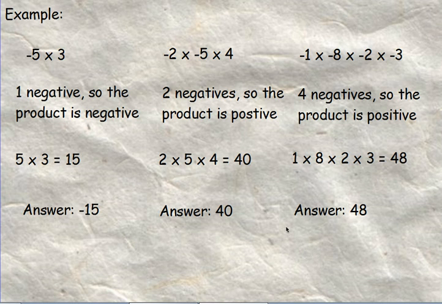Alright, so that's multiplying. All you gotta do is just count the negative signs. If it's odd, then you know the answer is going to be negative. If it's even, then it's going to be positive. Then just multiply and put the right sign with it.